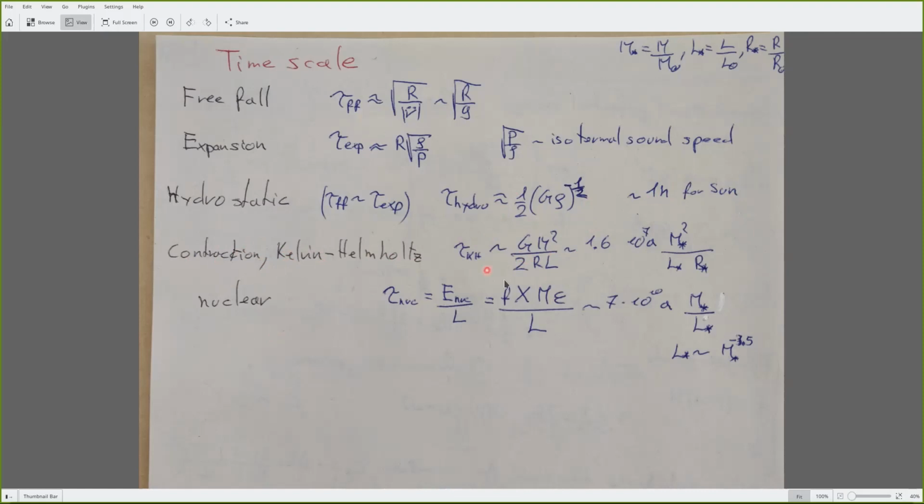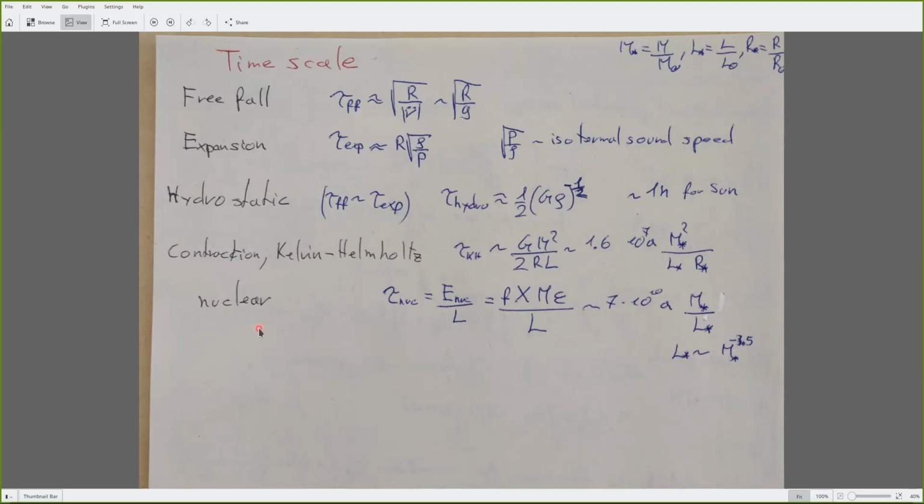That is the energy released by the contraction divided by the luminosity. This was calculated at the beginning because they thought that the sun produces energy just by the contraction. And okay, this was not enough.